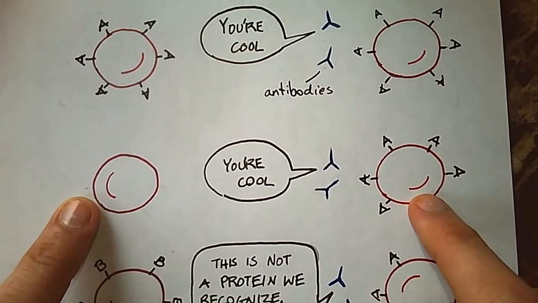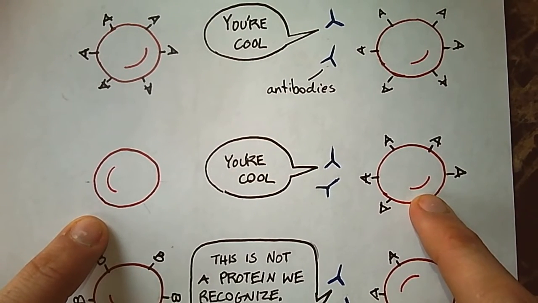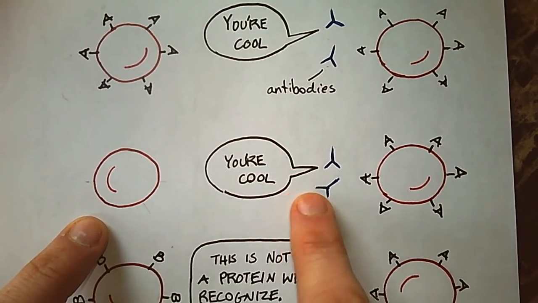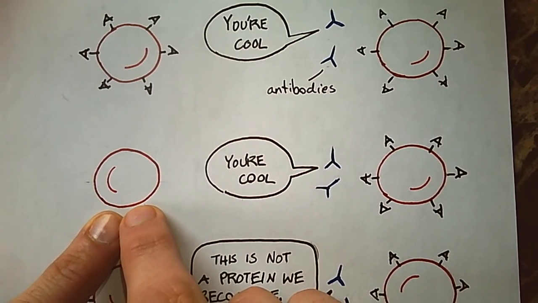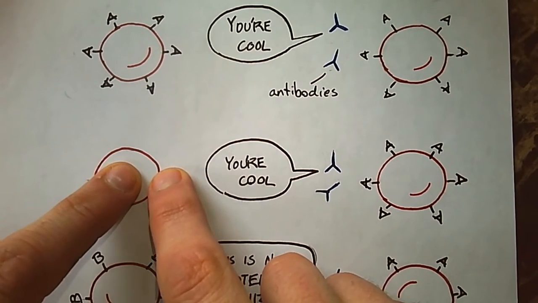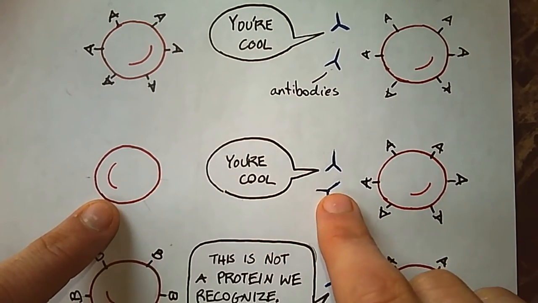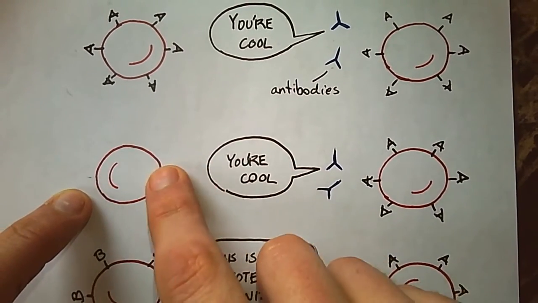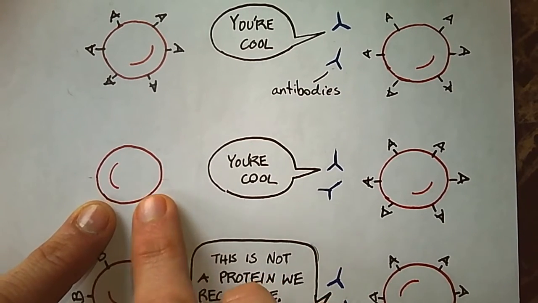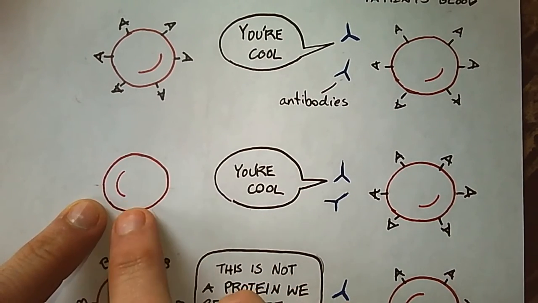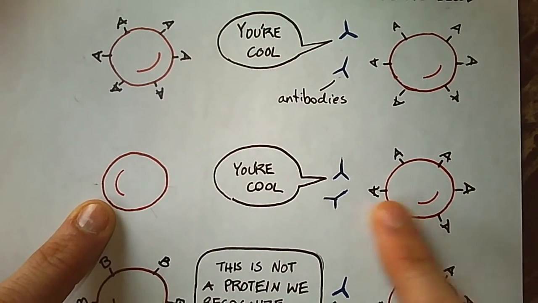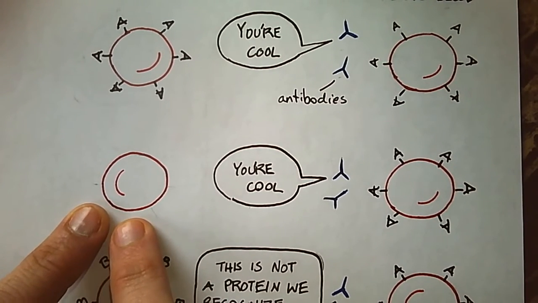Now let's say that we have a type O person donate to a person with type A. Well, these antibodies are going to bump into this cell, and there's no proteins to recognize, and so if there's no foreign proteins to recognize in this case, these antibodies aren't going to clump around the cell, and this works out too. So just by having no proteins, type O people could donate to everyone. They're the universal donor. All right.